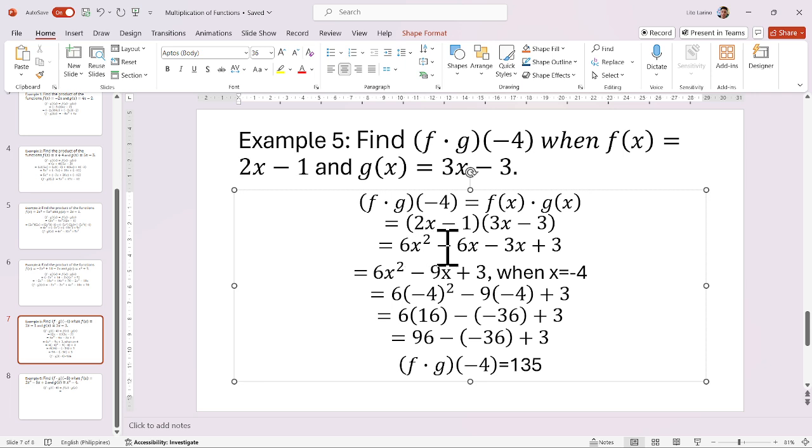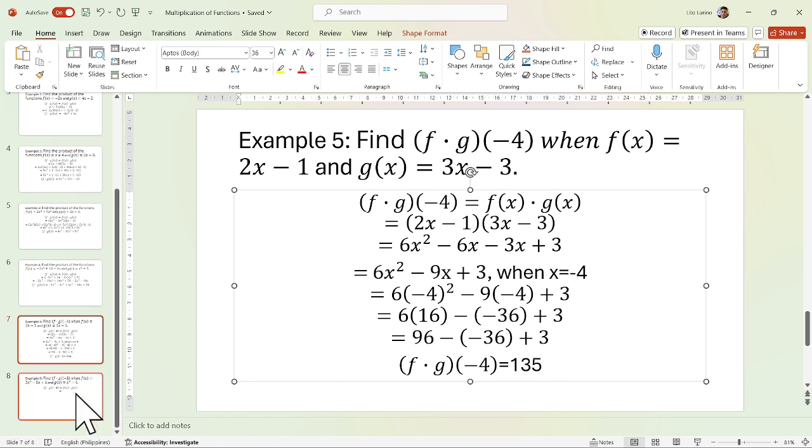So the product, if we have a specified value for our x, we just determine first the product of the two functions, the product of the two expressions, and we got it here, 6x squared minus 9x plus 3. And then we substitute the specified value for our variable to get our desired value, or the product of the two functions when x is negative 4.